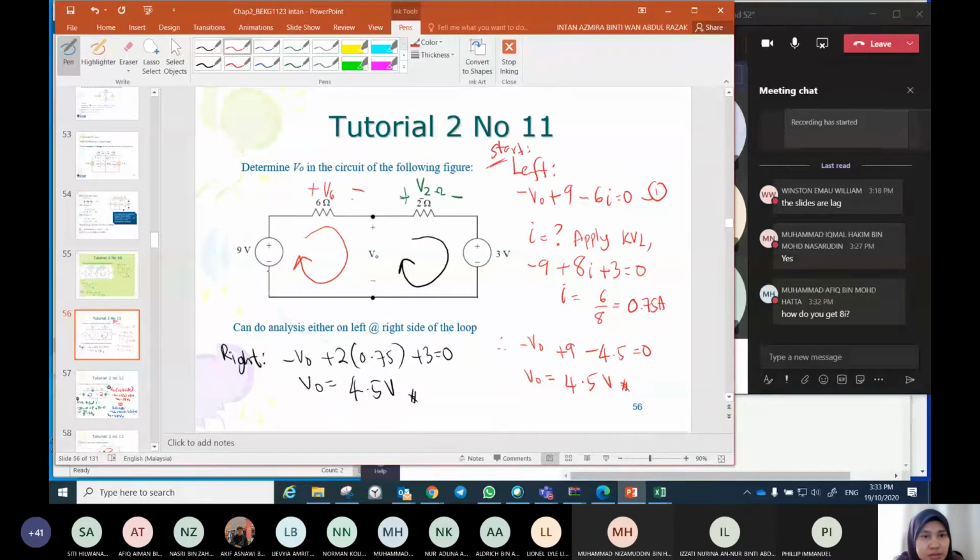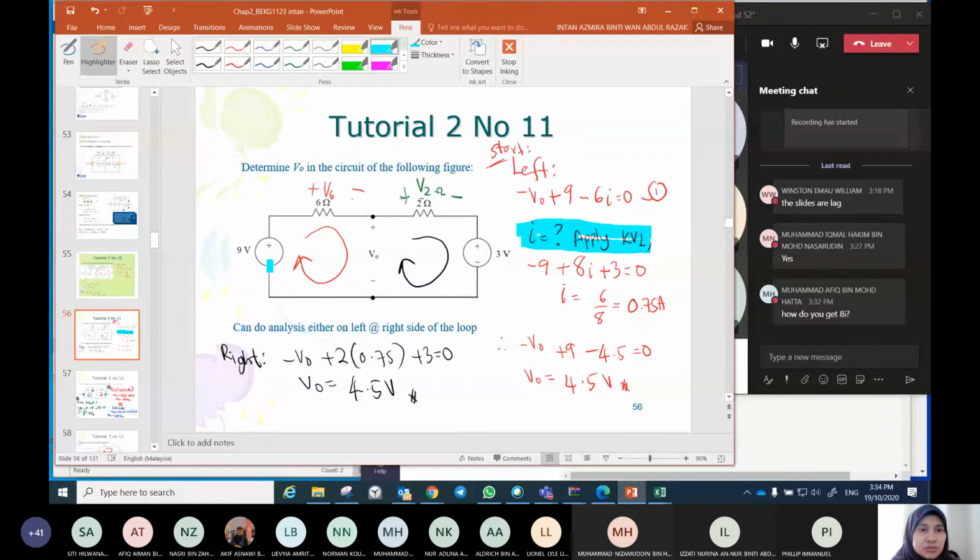Minus 9. Okay, in this equation, this is the whole loop, the big loop. This equation is for the big loop. So minus 9. Let's start with the 9 volt.